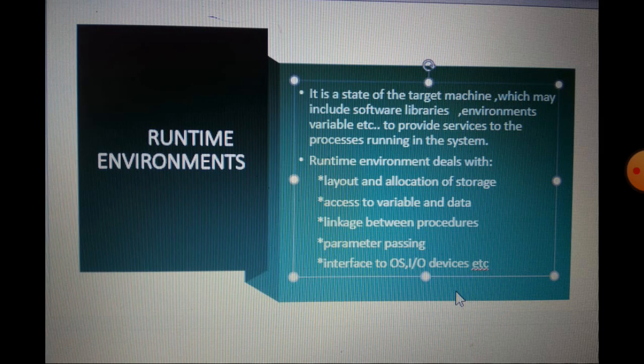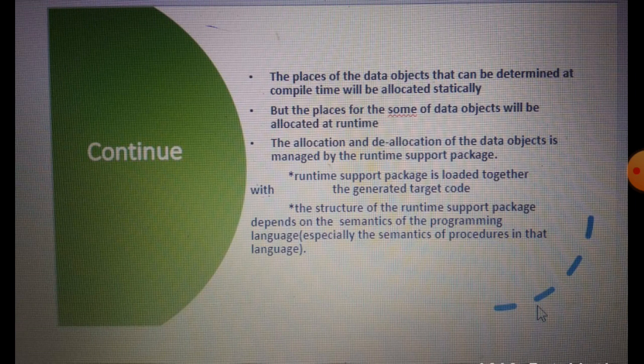The runtime environment deals with layout and allocation of storage, access to variables and data, linkage between procedures, parameter passing, interfaces to OS, I/O devices, etc. The places of data objects that can be determined at compile time will be allocated statically, but the places for some of the data objects will be allocated at runtime. The allocation and deallocation of the data objects is managed by the runtime support package.